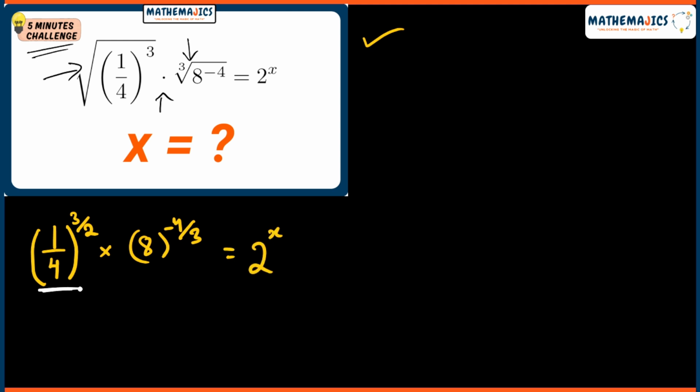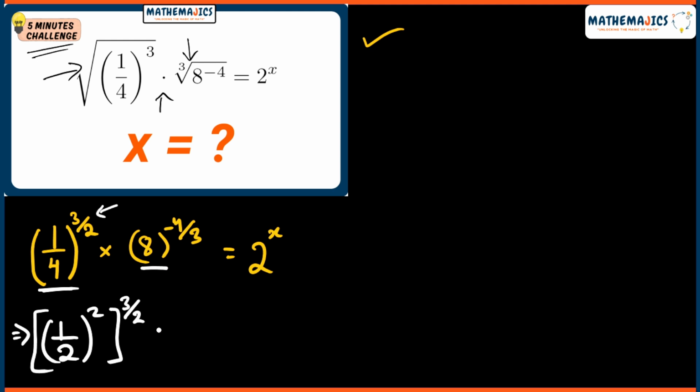Now we can rewrite this as 1 by 2 raised to power 2 and whole power 3 by 2, okay, because 3 by 2 is the power of 1 by 4. Next, 8 can be written as 2 raised to power 3 whole power minus 4 by 3. This is equals to 2 raised to power x.